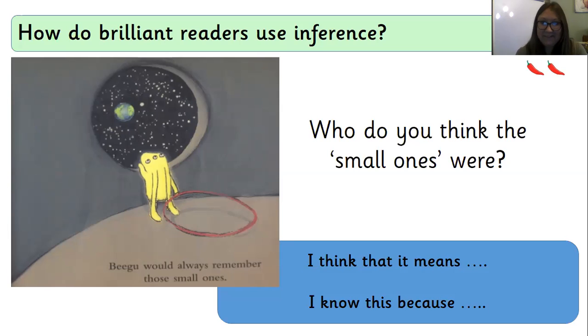How did you get on? Did you work out who the small ones were? Yes, I agree. I think the small ones were the children and maybe even the puppies, if you put that, because they were the things that were positive and happy towards Bigu. They made her feel good about herself and welcomed her on Earth. And we know that she would remember those kind of things. She wouldn't want to remember people who are being mean to her. People always remember kindness.